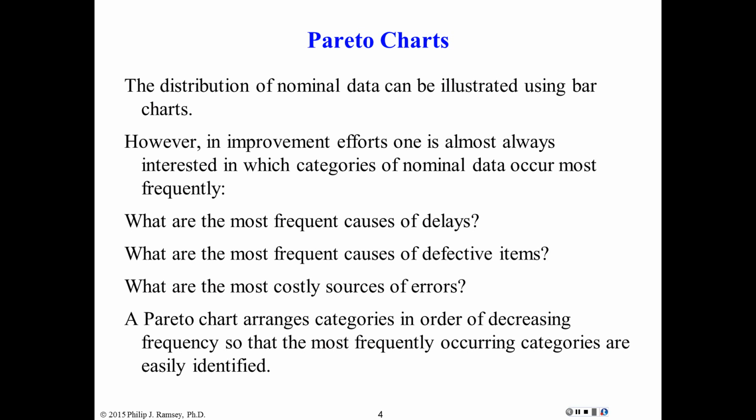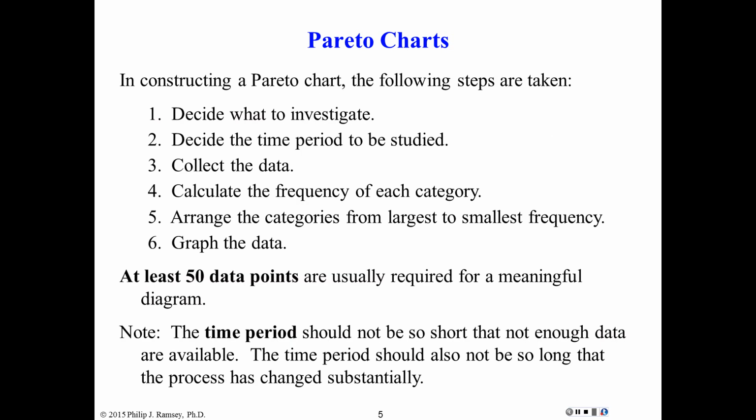What's unique about the Pareto chart is it orders the categories by decreasing frequency. So if you were looking at some nominal variable, the Pareto chart would then give you an ordering of what are the most frequent categories to what are the least frequent. Pareto charts are relatively easy to create. As I said, they're used in quality, they're used in healthcare. You might be interested, as an example, in types of infections in a hospital.